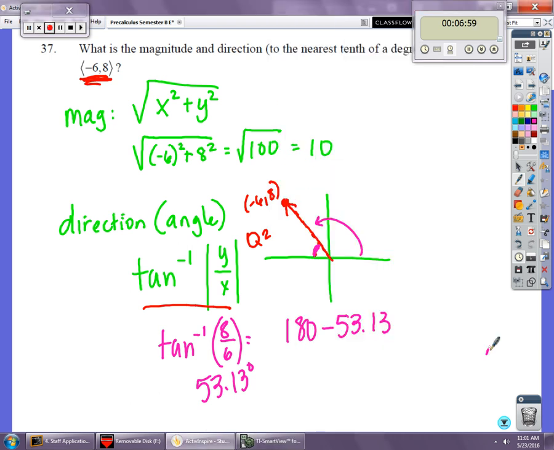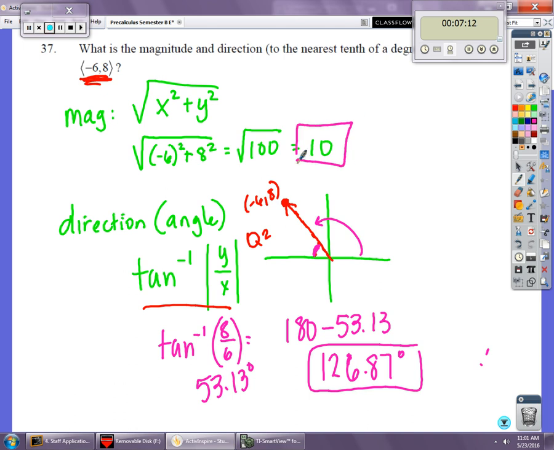So 126.87 degrees. And this is the angle. Sorry, that's just a messy 6. So what is the magnitude and direction? The magnitude is 10, and the direction is 126.87 degrees, and that'll put me in quadrant 2.